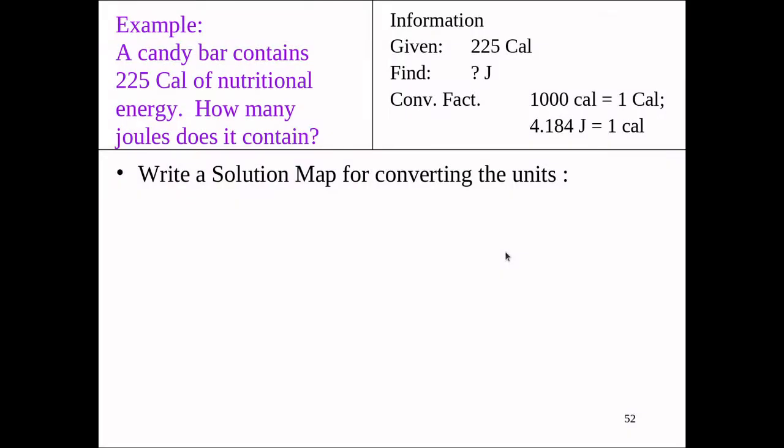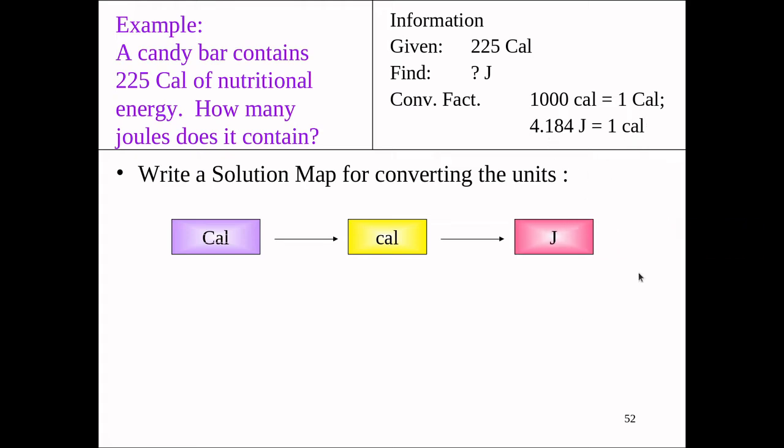Next thing that's useful is to build out a map, like a little picture of what the steps are that we're going to do. So we start off with big C calories because that's what we were given. We're then going to convert that to little c calories, because that's the statement that we have. We can relate the big C calories to the little c calories because we don't have any big C calories in this statement. And then once we're in little c calories, we're going to convert over to our final answer, which is going to be in joules.